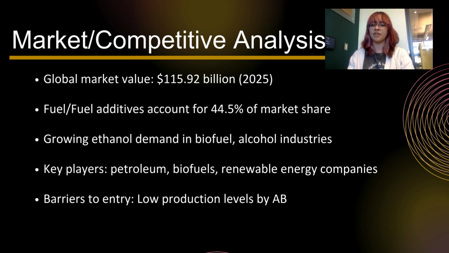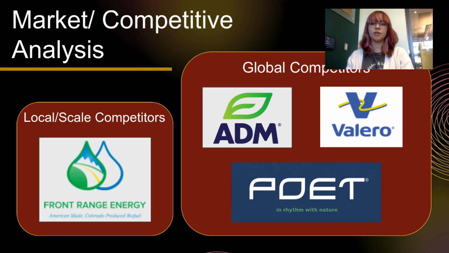The main barrier to entry for Anheuser-Busch is the low production level of waste ethanol, as this project only spans the Fort Collins facility. The main global competitors include corporate giants such as ADM, Valero, and Poet, while our local-scale competitor would be Front Range Energy, making it more viable for Anheuser-Busch to enter the local market instead of a global scale.